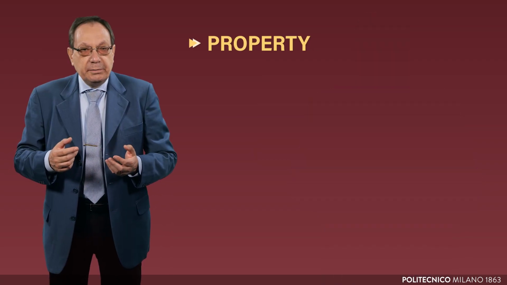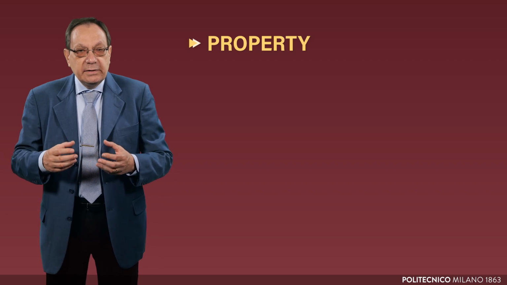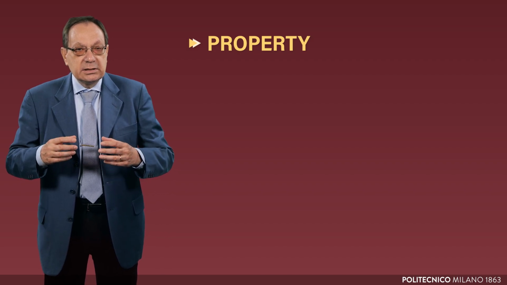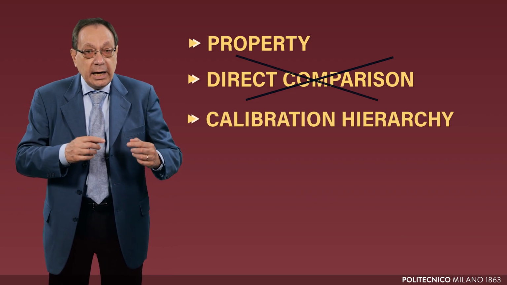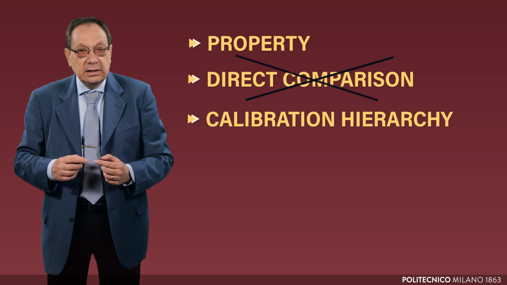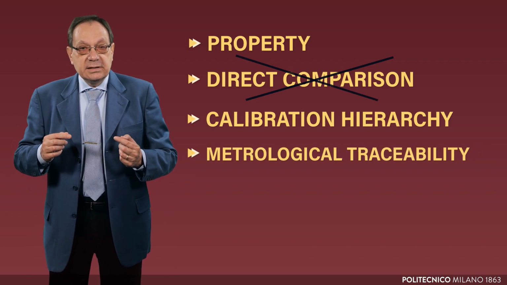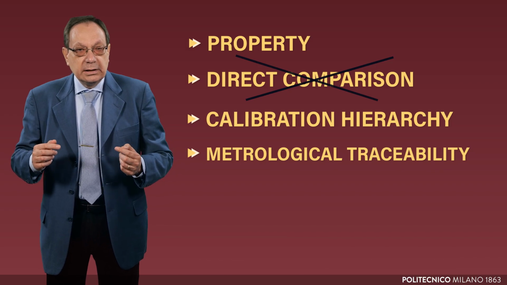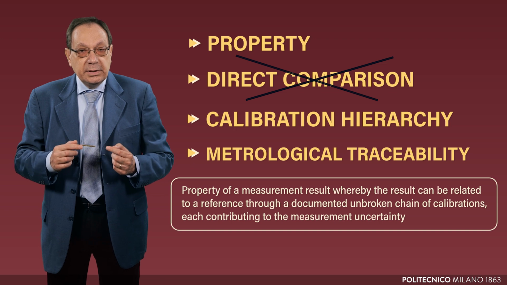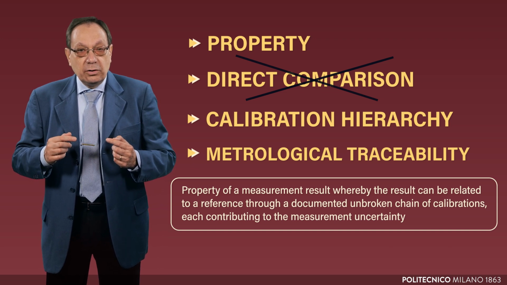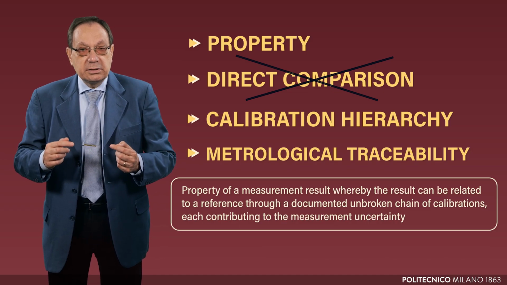This property of a measurement result being able to be traced back to a national standard, even if the instrument producing it has not been calibrated by direct comparison with the standard, but through a hierarchy of calibrations, as we have seen, is called metrological traceability. The VIM defines it in Article 2.41 as a property of a measurement result, whereby the result can be related to a reference through a documented unbroken chain of calibrations, each contributing to the measurement uncertainty.